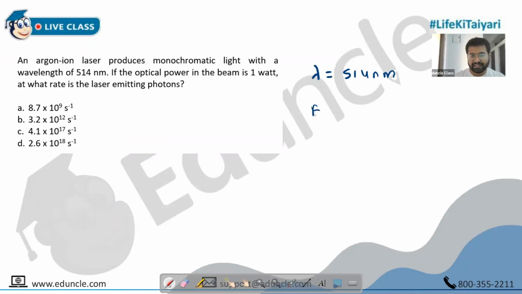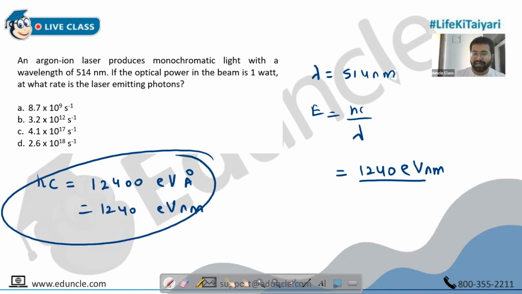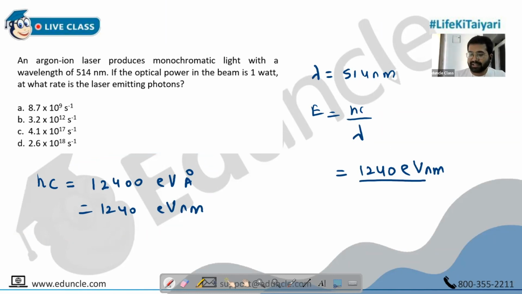So what is our energy? Energy is hc by lambda. I had given you a shortcut value of hc to learn by heart, in terms of electron volt nanometer. What is that value, people? 12,400 electron volt angstrom, or you can say 1240 electron volt nanometer. So right now lambda is in nanometer, no? So let's use this directly. 1240 electron volt nanometer. This is a time saving thing. If you are able to remember this, it will save a lot of your time in exam.